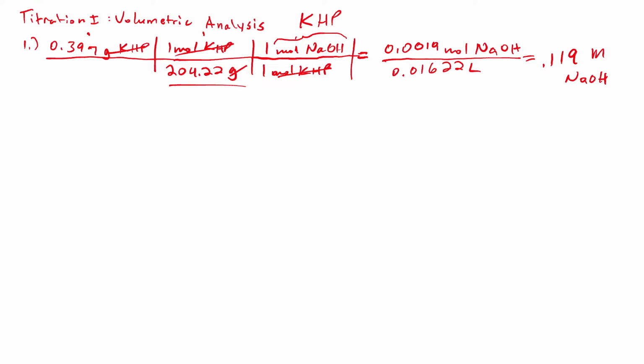And you can see here that the answer is listed as 0.120. So if I were to just round up because of significant figures, this 9 here turns this 1 into a 2. And so your final answer is 0.120 molar NaOH.